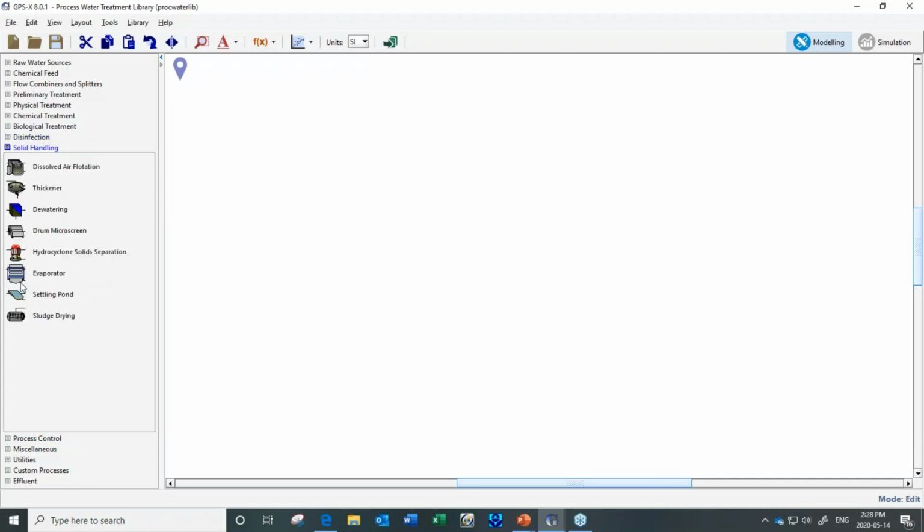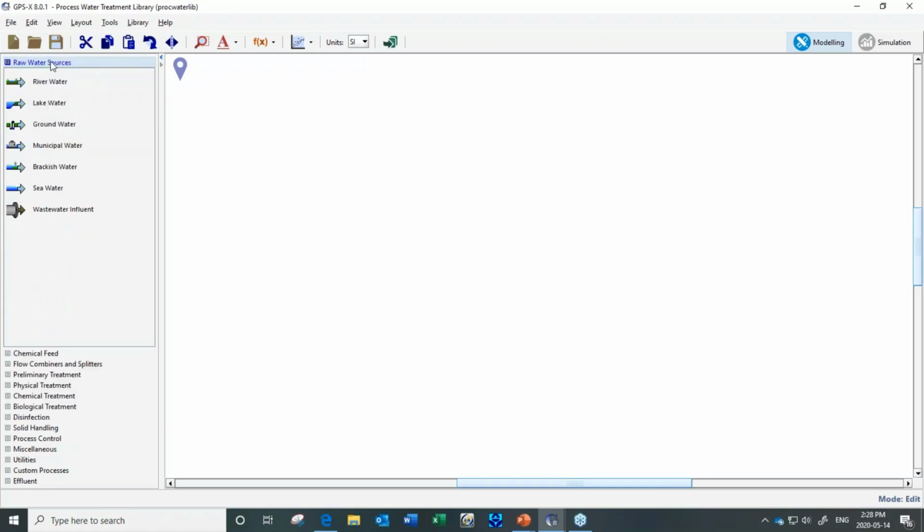So essentially, you can have all of these unit processes, and when you want to start a layout, what you're going to do is just drag and drop. For example, if there is one water source, you're going to just drag it onto the drawing board here, and then you will start building your layout.